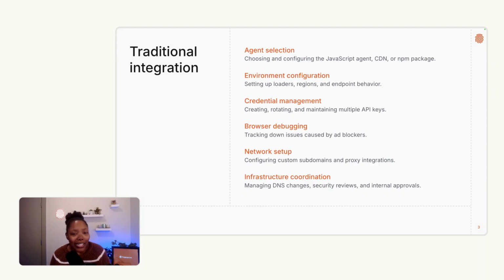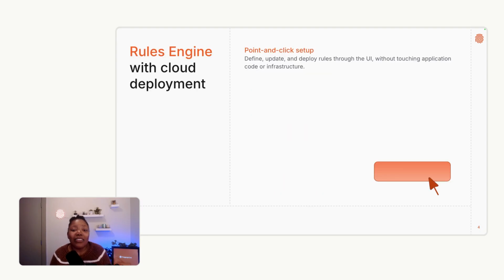With the new rules engine, there are no code changes to your website. There are no new deployments. All that enforcement moves to a UI in the Fingerprint dashboard. Now fraud teams can create and update rules themselves at a moment's notice whenever they notice a new fraud trend.